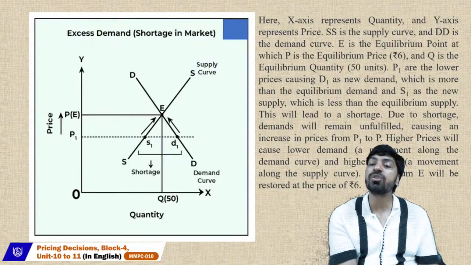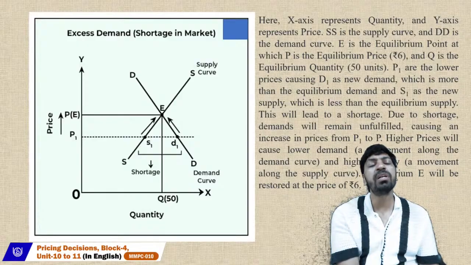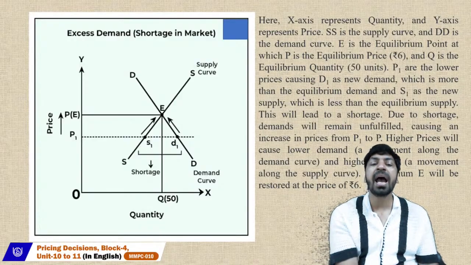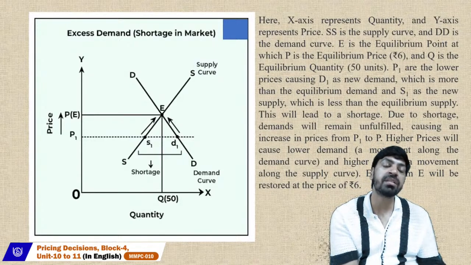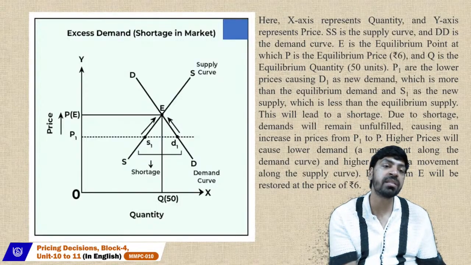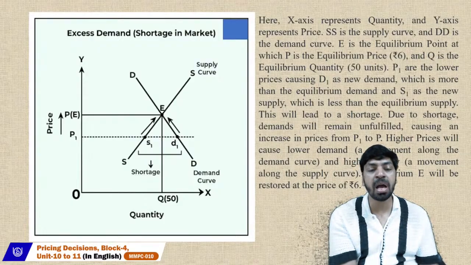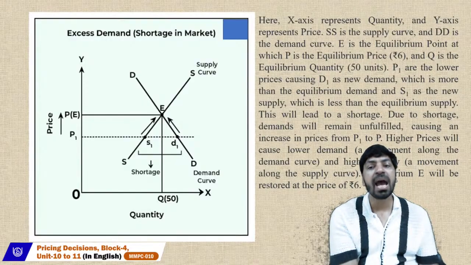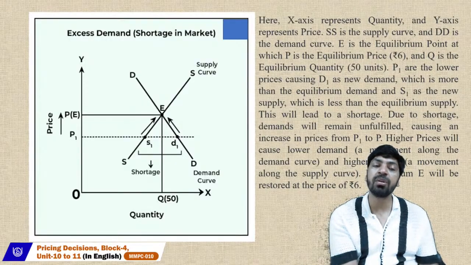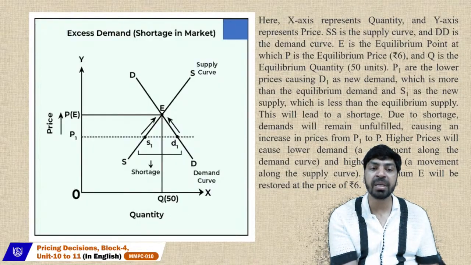It leads to a shortage of demand. Due to the shortage of demand, some demand remains unfulfilled, and it means the price increases from P1 to P. Higher prices always show a shortage of demand, as the demand for our products gets lower and supply is higher. So the equilibrium price E would be restored at the price of rupees 6.